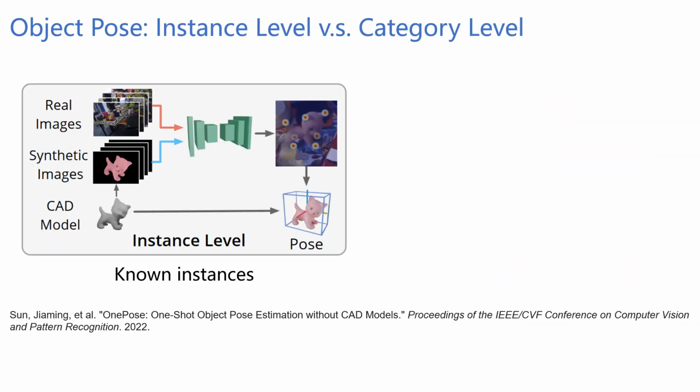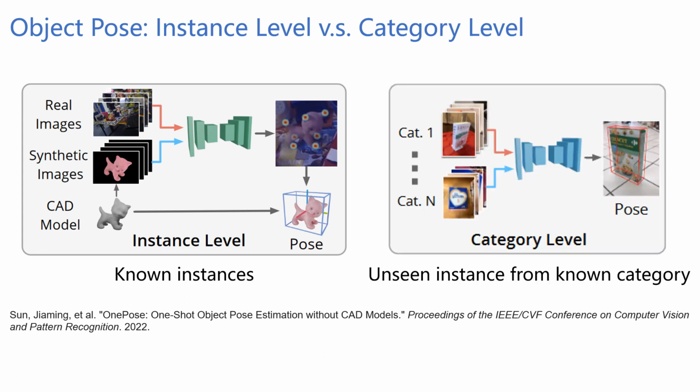6D object pose estimation can be divided into two categories according to the target level, instance level and category level. The instance level approach can only estimate the pose of the known instance and requires a CAD model. Relatively speaking, category level can estimate the pose of the unseen instance from known category without the limitations of the CAD model. As a result, category level approaches are more versatile and challenging.